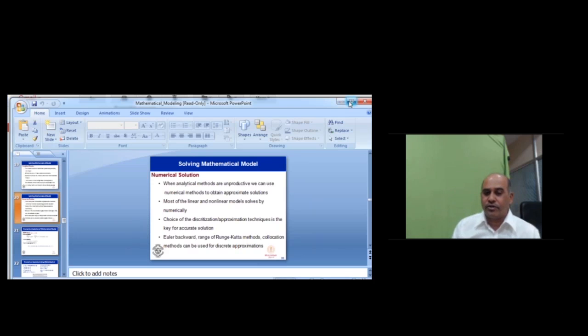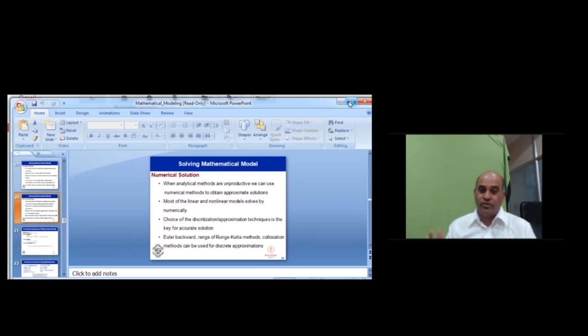All of you know Euler backward is the most stable method, but it requires a larger number of stages for accuracy. If you go with the Runge-Kutta methods, probably it's less stable than Euler backward, but the accuracy is good. So finally, the choice is yours. And if you are using an existing solver, you can also select which type of method is suitable.